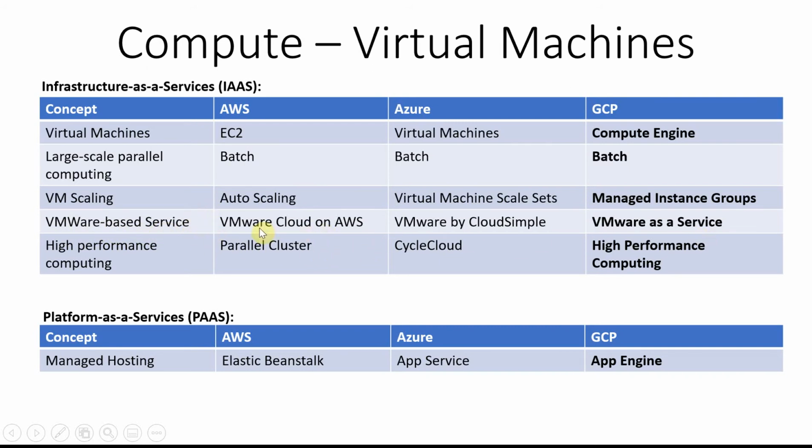The equivalent names are VMware Cloud on AWS, VMware by CloudSimple. CloudSimple is another company which was acquired by Azure. So that's why it's VMware by CloudSimple. It's not a direct product from Azure, but it's an acquired product. And VMware as a service in GCP.